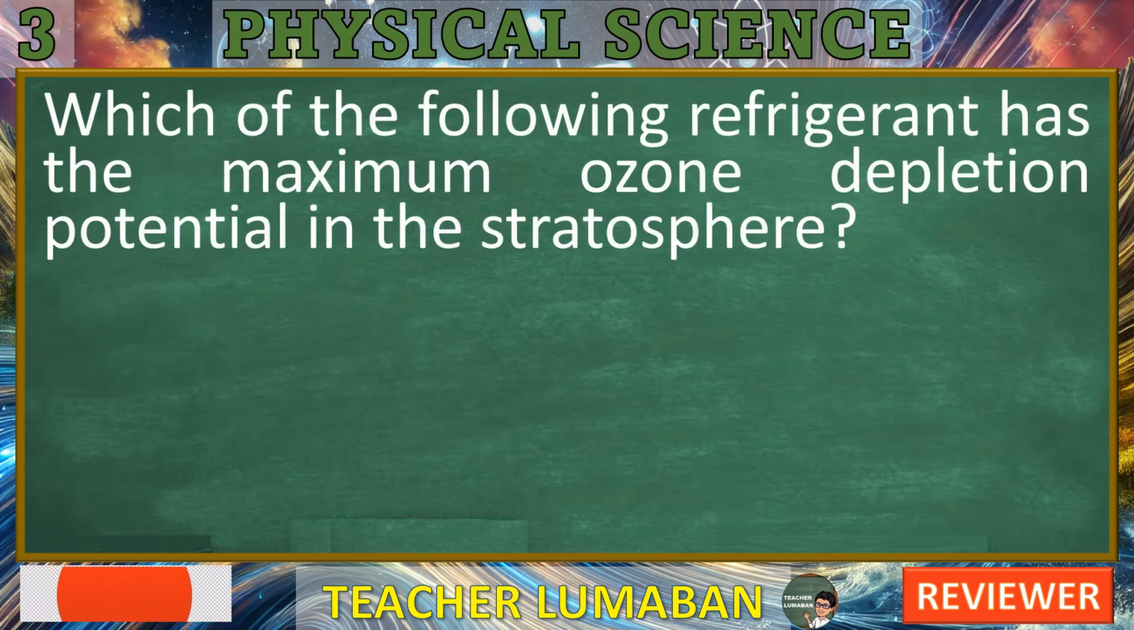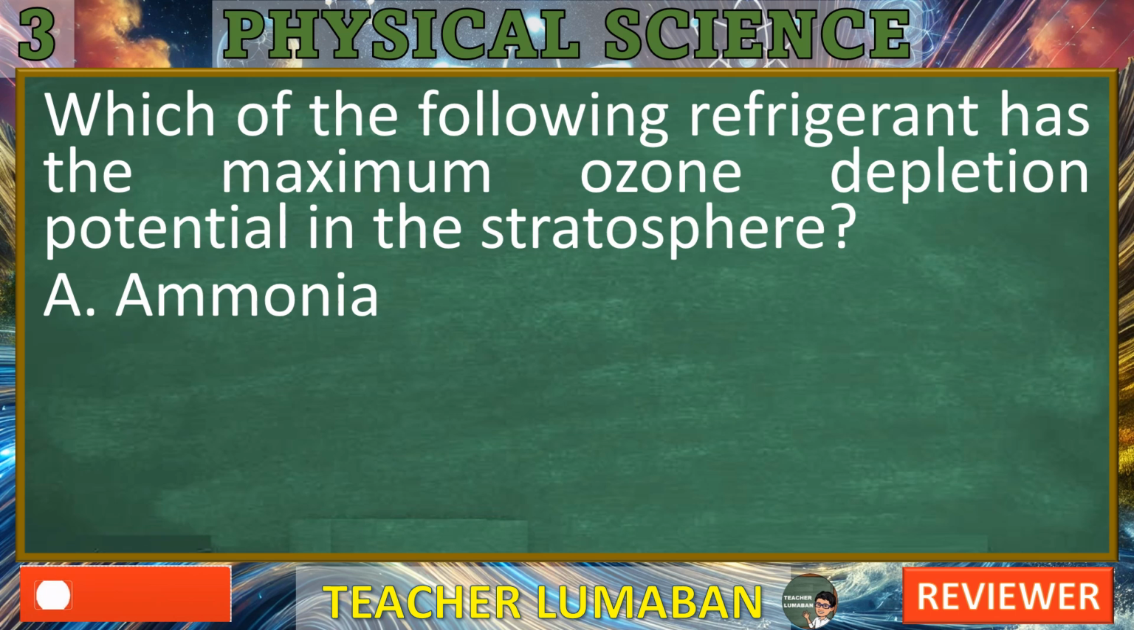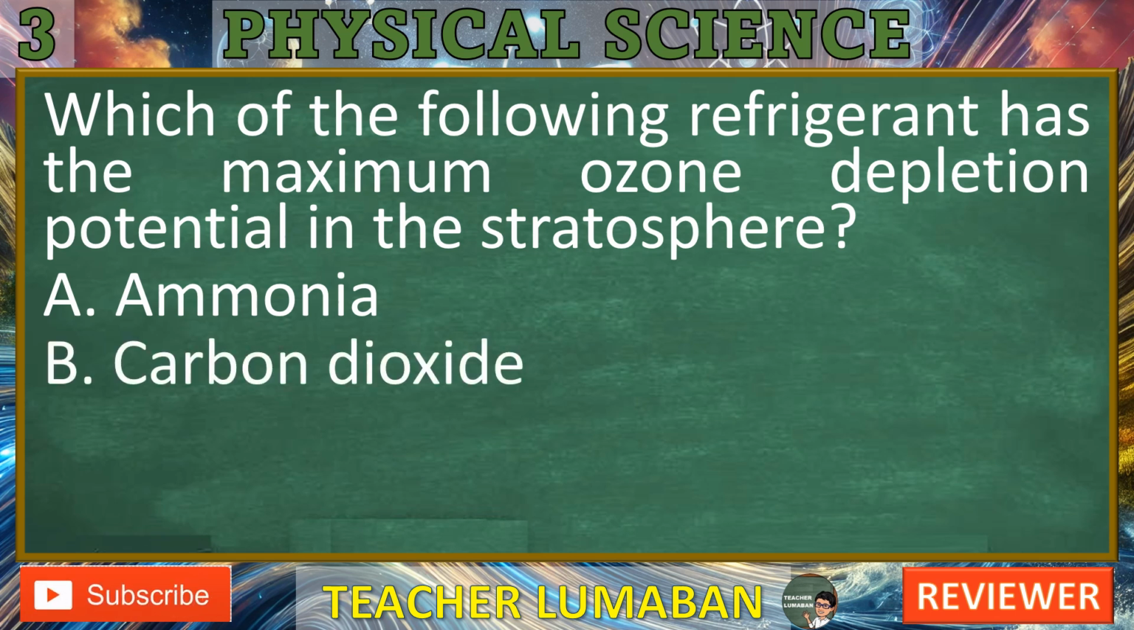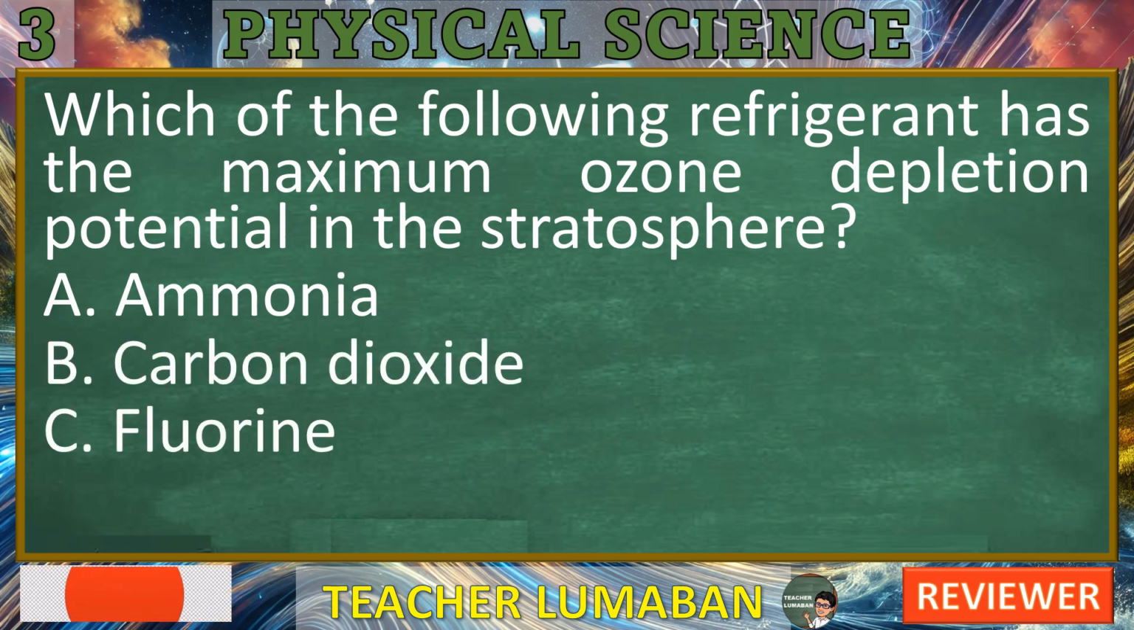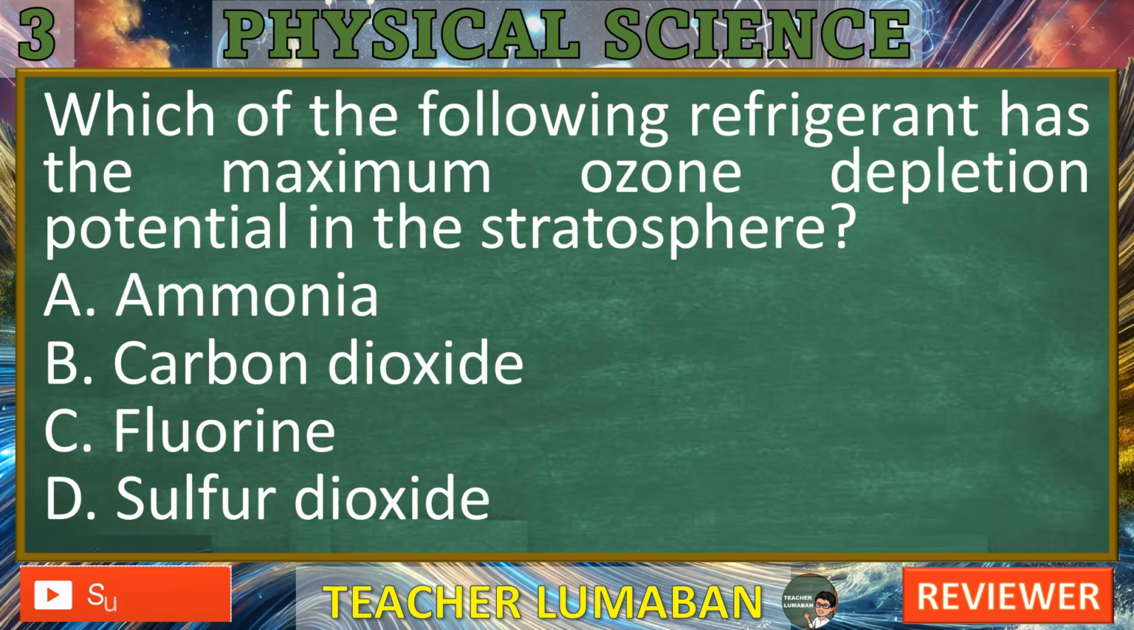Which of the following refrigerant has the maximum ozone depletion potential in the stratosphere? A. Ammonia. B. Carbon dioxide. C. Fluorine. D. Sulfur dioxide. In the next 5 seconds, select the best response from the available options. 5, 4, 3, 2, 1.